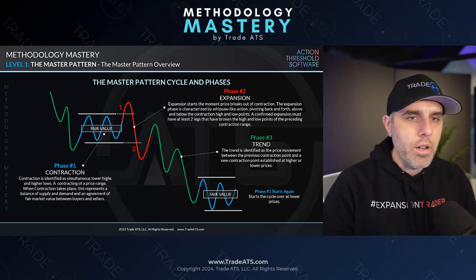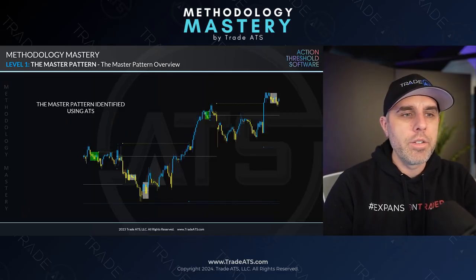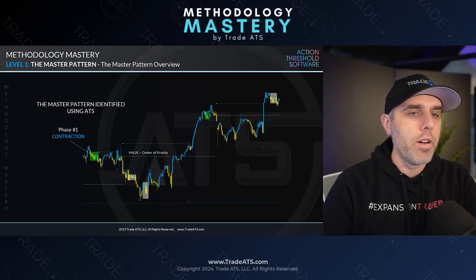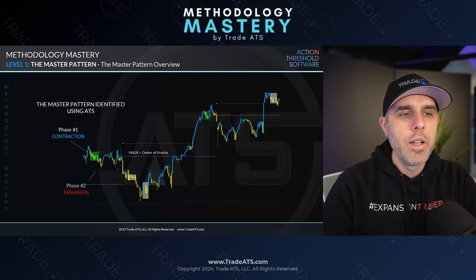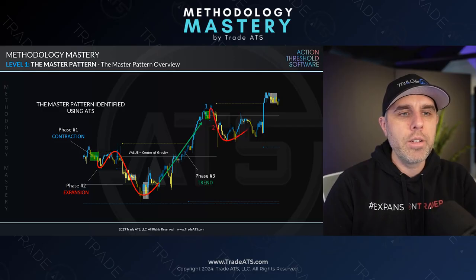So, all right. The master pattern identified using ATS. Here's the same thing, but actually using the software. We have our phase one contraction, which puts out our value, or our center of gravity, as we'll sometimes call it. Our phase two is the expansion coming out of that box. And then phase three is a trend. And then it goes back into phase 1, 2, and 3 again, as we can see there.